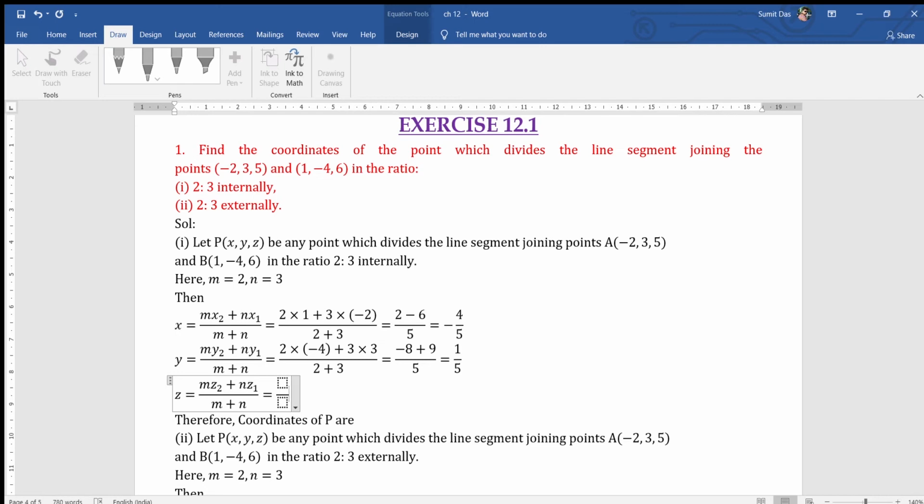Then just put the value for the last one also. The z value is given: m value is 2 into z2 is 6, plus 3 into z1 is 5, divided by 2 plus 3.